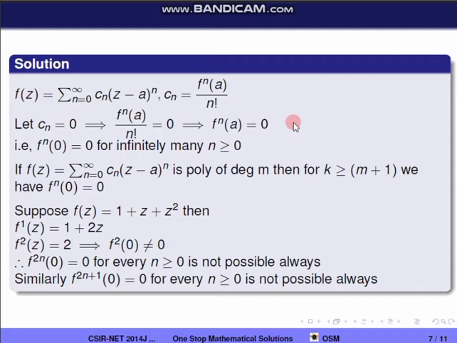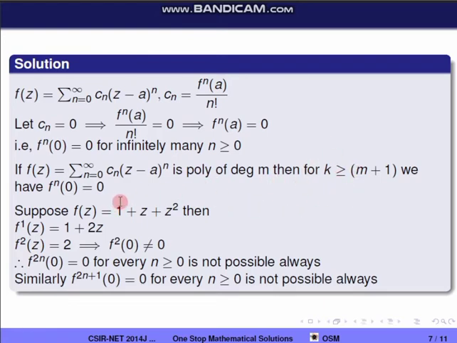So since a element of R and R is an uncountable set, for infinitely many points, we are getting nth derivative as 0. That is, f^(n)(0) is equal to 0 for infinitely many n greater than or equal to 0. Suppose f of z is a polynomial of degree m. Then we can choose k to be greater than or equal to m plus 1, where f^(n)(0) is equal to 0 for all n greater than or equal to k.